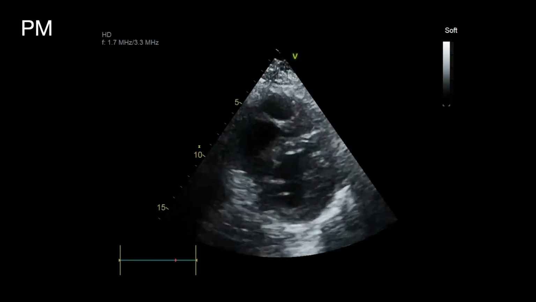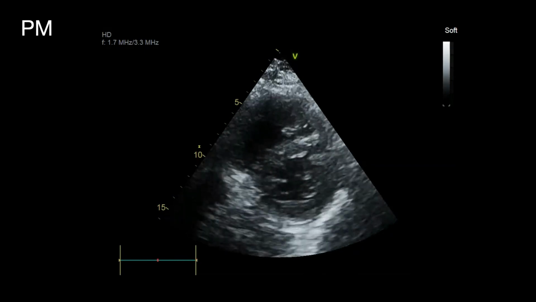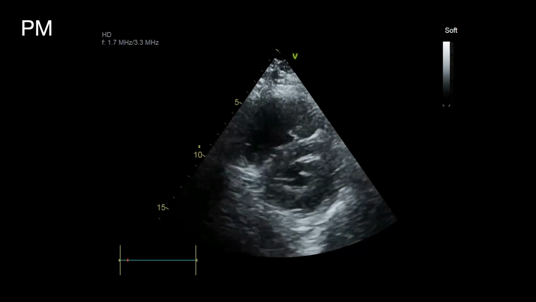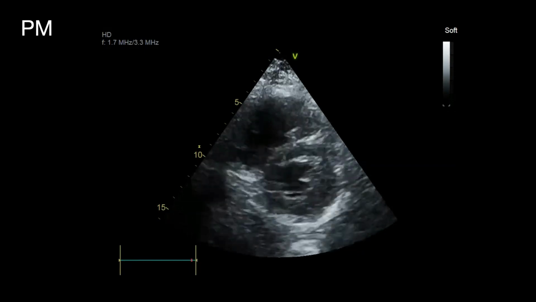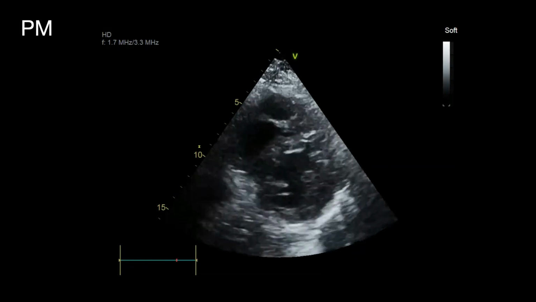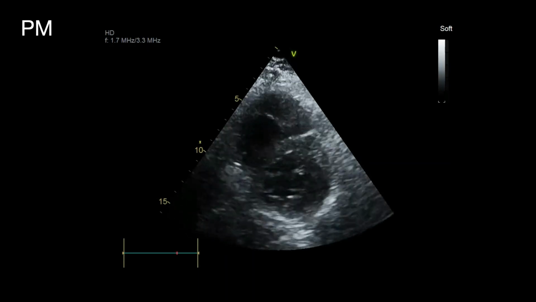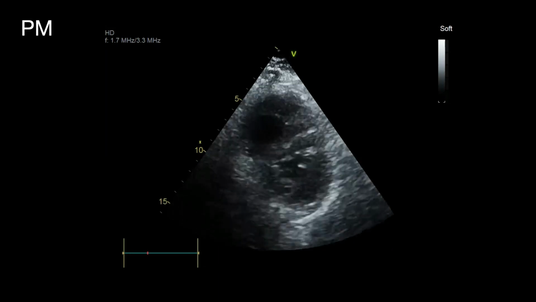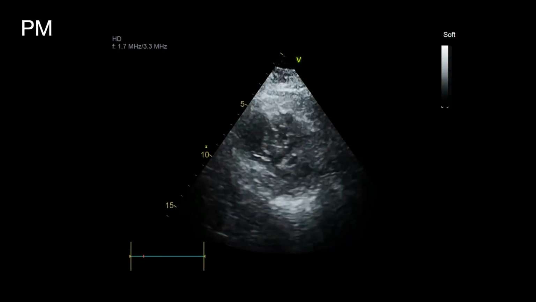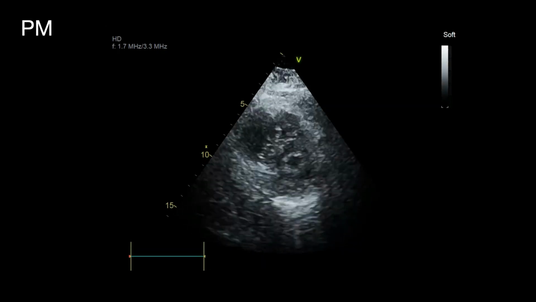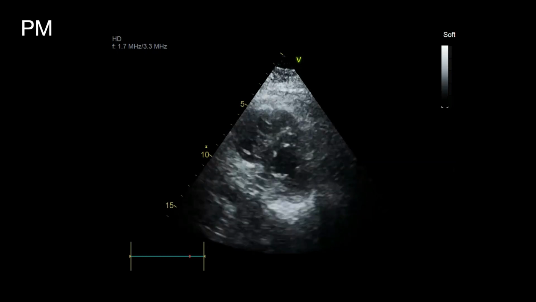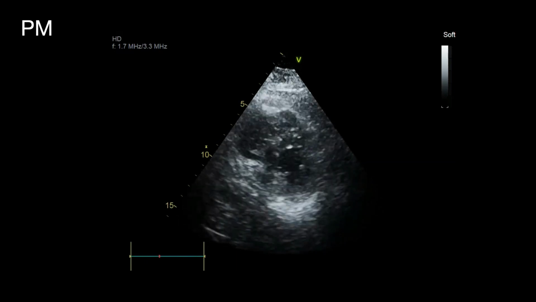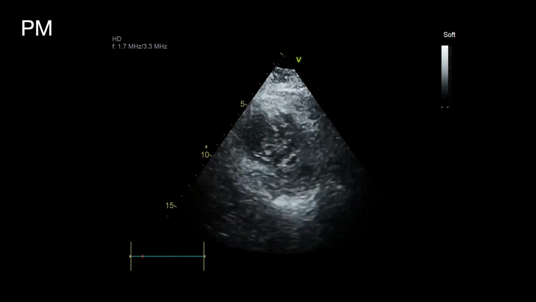And again, this is now at the mid-papillary level. And you get the impression of some septal flattening there, and also an enlarged RV. And moving down towards the apex now. And you can see that the RV still at this point down near the LV apex looks bigger than the LV, and that's abnormal. That's indicating really significant RV dilatation.